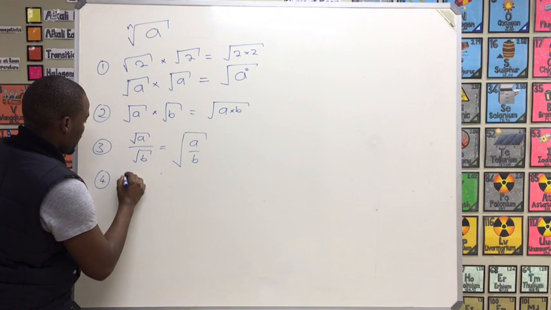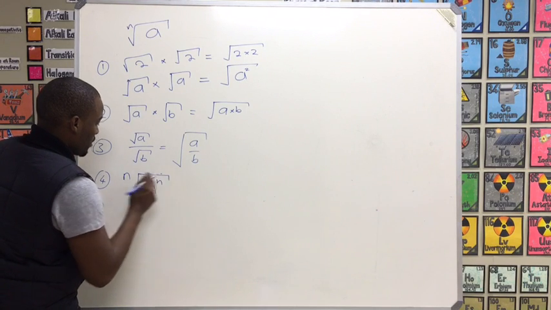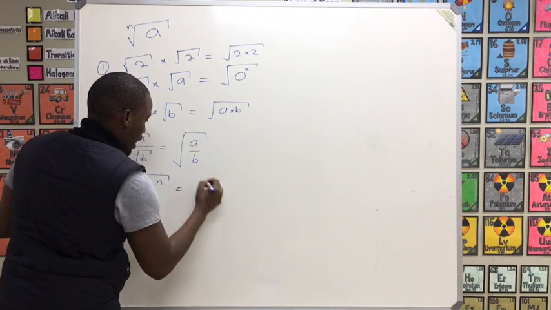And then another law we can look at, which people tend to forget for some weird reason, is if I had the nth root of A to the power of n, that cancels out, and we end up simply with A.